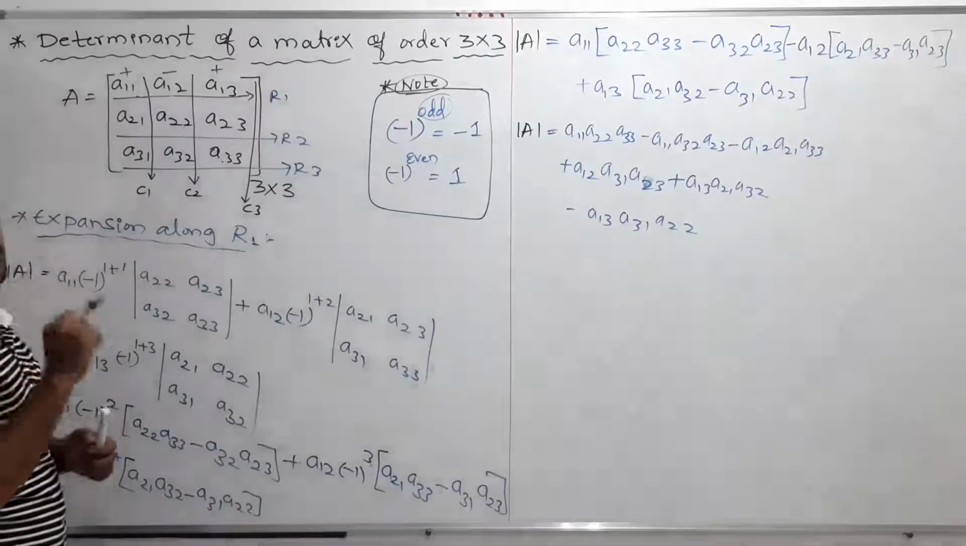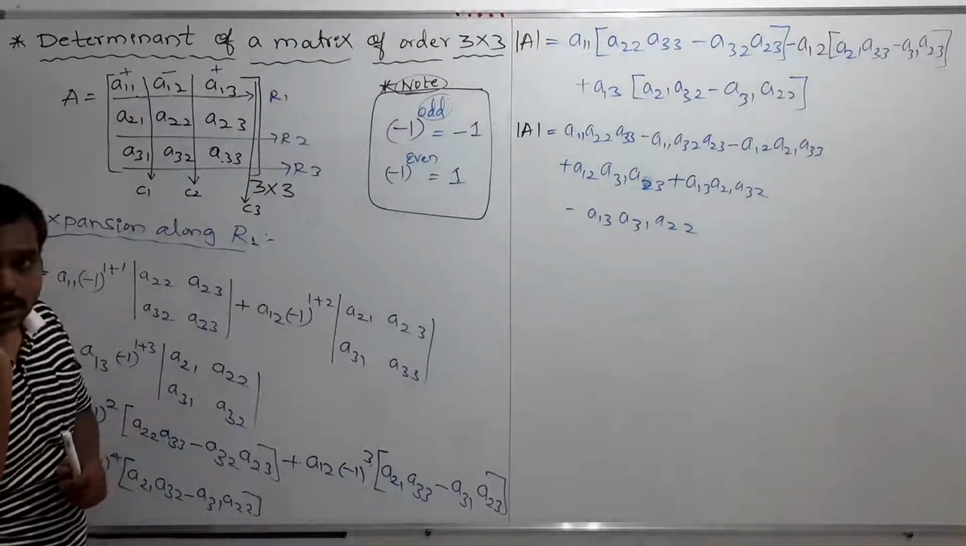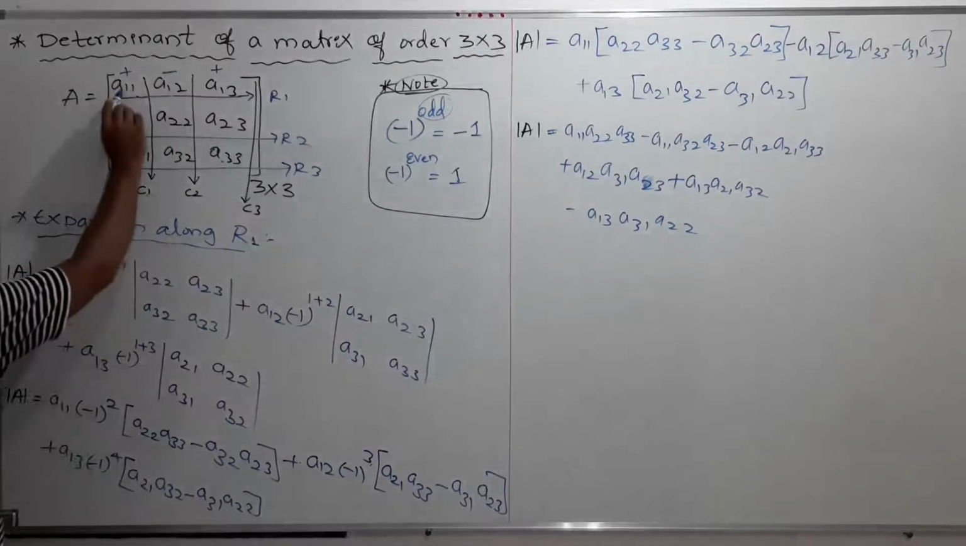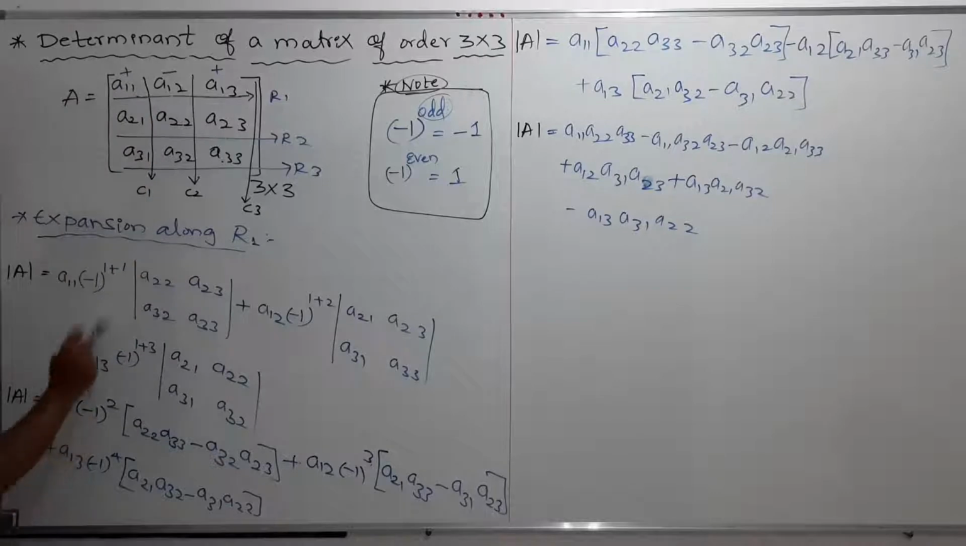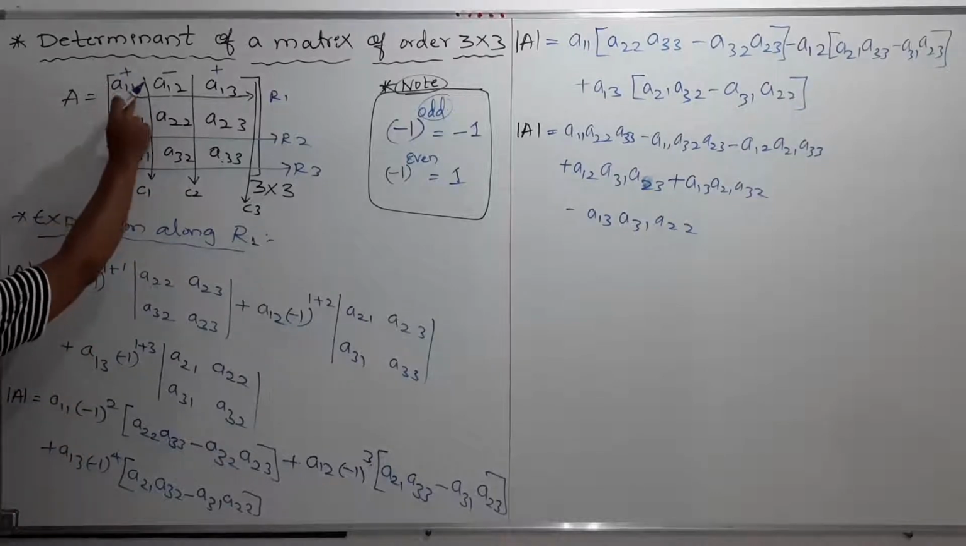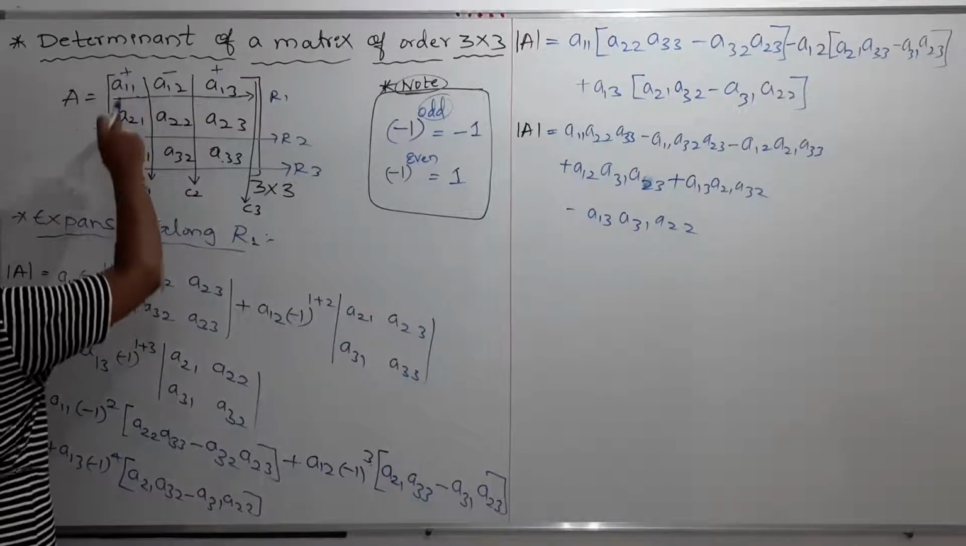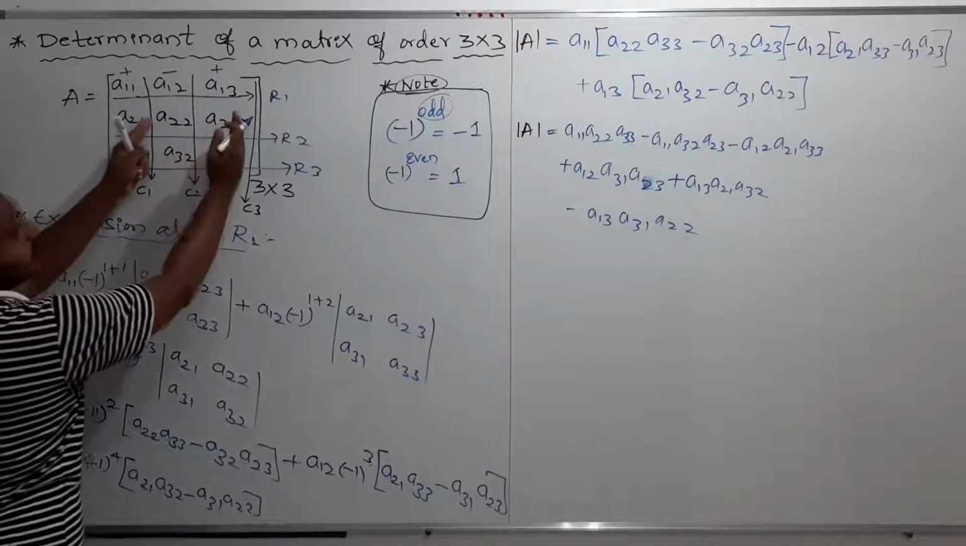Clear? So if you want to expand along row 1, what should you do? To this element you should multiply with plus, to this element minus, and to this element plus, and you should leave this row and this column and take the determinant of the remaining part.